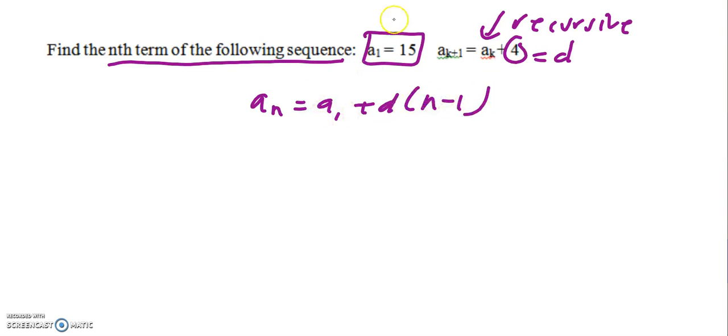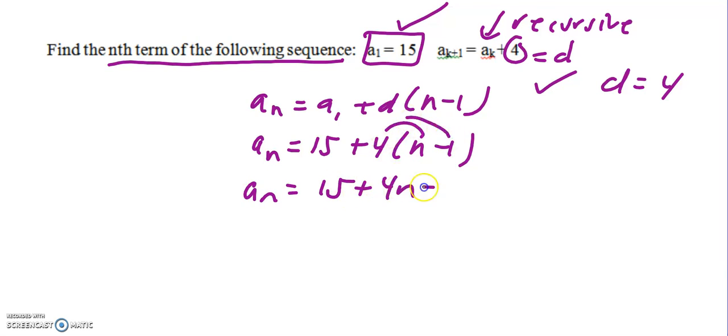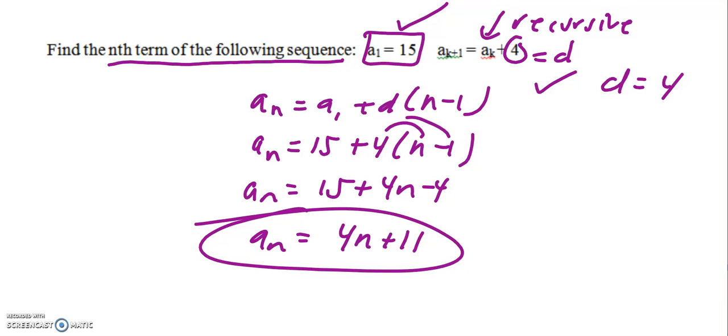do we have a sub 1? Yes. Do we have the common difference? Yes, we do. It's 4. So this is more just plug and chug. The nth term would equal 15 plus 4 times n minus 1. So the nth term would be 15 plus 4n minus 4, or the nth term would be 4n plus 11. So knowing that the recursive sequences, that this is the common difference, saved me a lot of time.